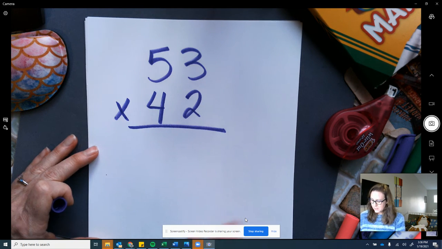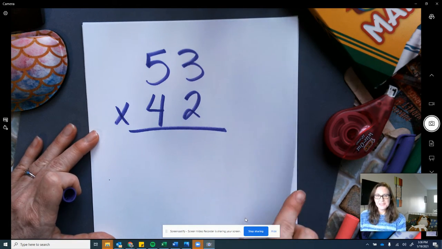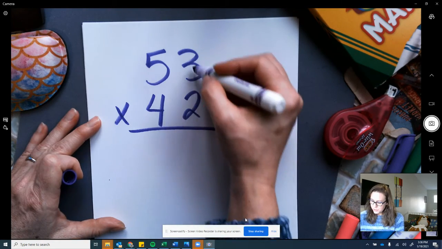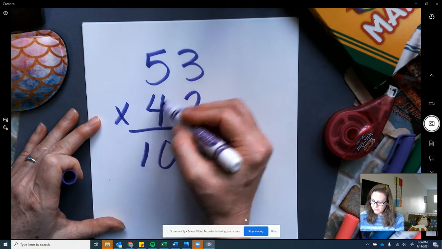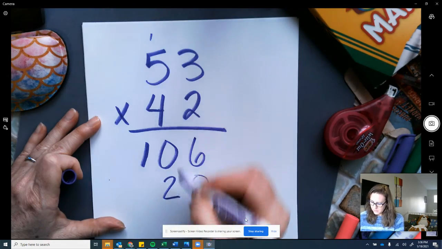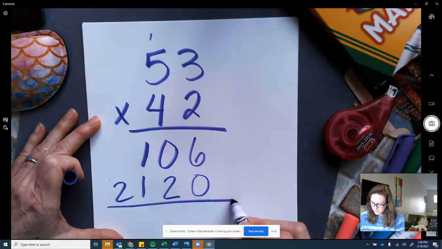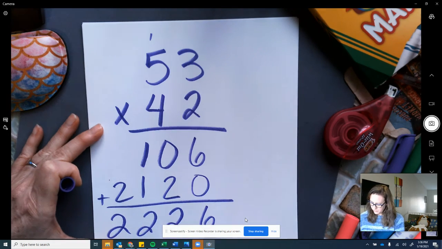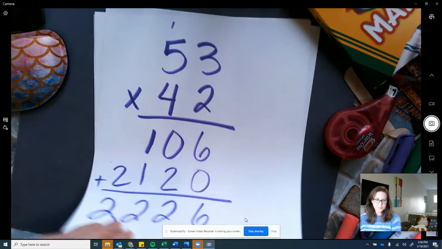All right. So I'm going to solve it fairly quickly. 2 times 3 is 6. 2 times 5 is 10. 4 times, I'm going to put my placeholder. 4 times 3 is 12. 4 times 5 is 20, plus 1 is 21. 6, 2, 2, 2. 2,226.